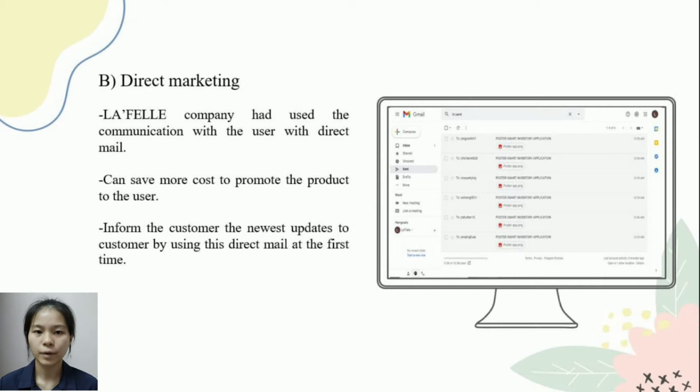Next is direct marketing. The Lafayette company used direct mail to communicate with the user. The purpose of using direct mail is that most people have internet access in this generation. By using direct mail, the Lafayette company can save more cost to promote the product to the user. The company will inform customers of the newest updates through direct mail first. The picture shows that the Lafayette company sends the poster by email.